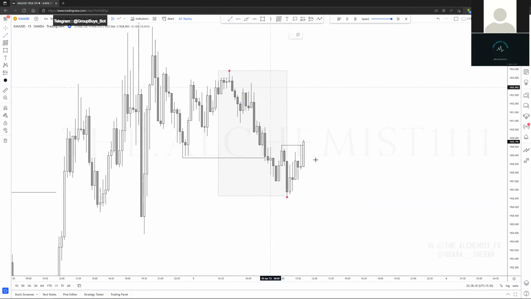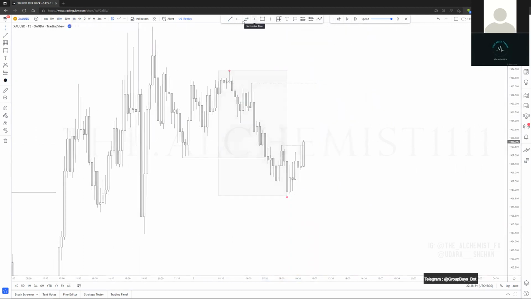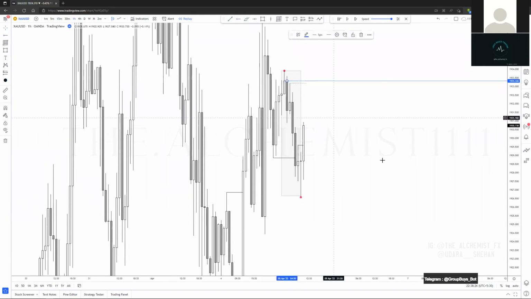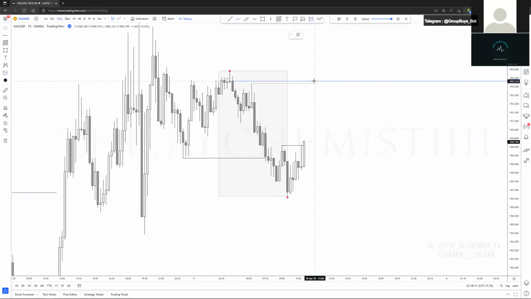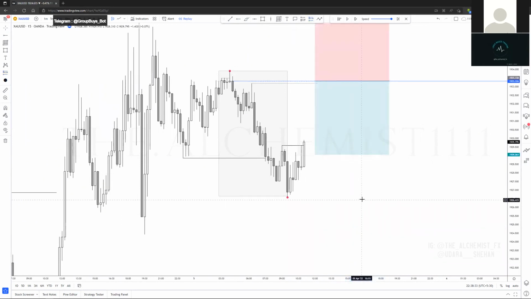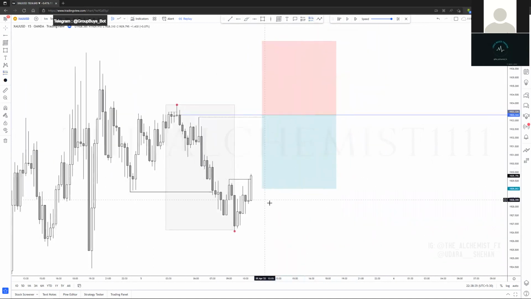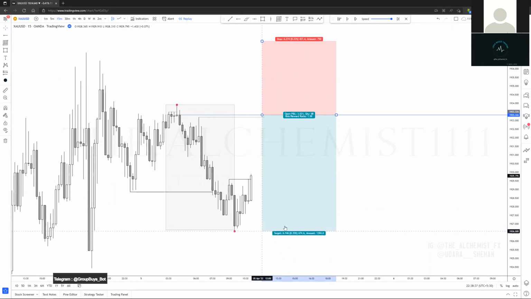Why are they going up? They're going up to take out the internal range liquidity. And right above that, what did we have? High time frame POI, H1 rejection block. Then what we do is we sell it. We sell it in here like this. We target the external range liquidity.